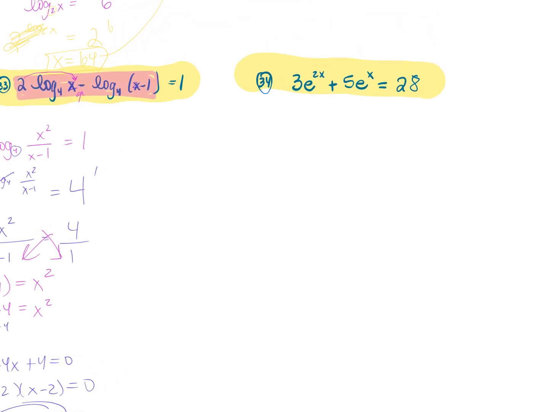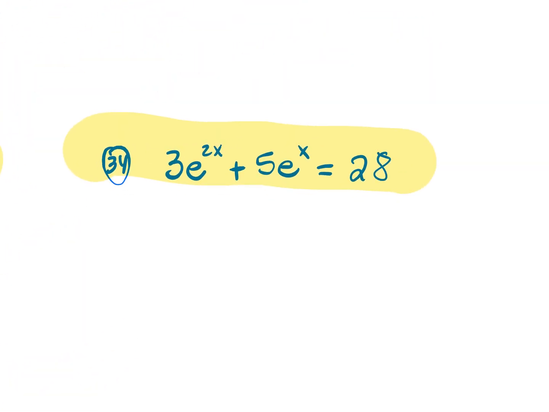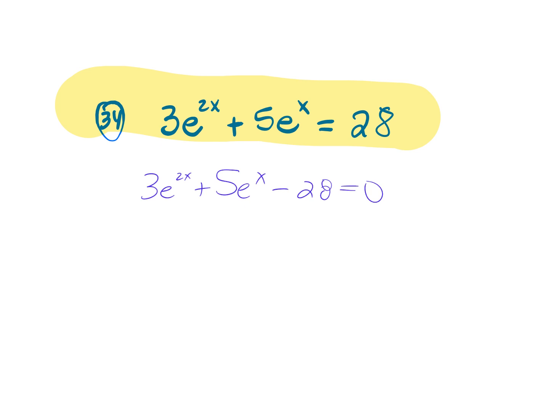All right, last one. You guys are doing amazing. What kind of a problem is this? I see an e to the 2x and an e to the x. What do I think? It's a factoring problem. This is 3e to the 2x plus 5e to the x minus 28 equals 0. Now, these numbers might get a little big, but that's okay. You guys have calculators. So e to the x goes in the front. 3 times negative 28. What is 3 times negative 28? Negative 84.